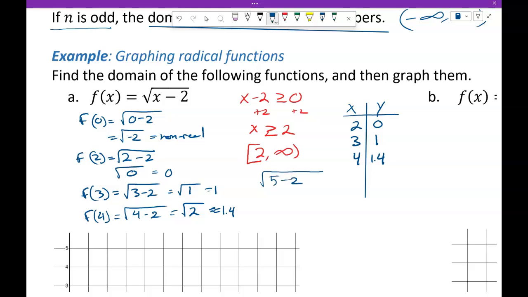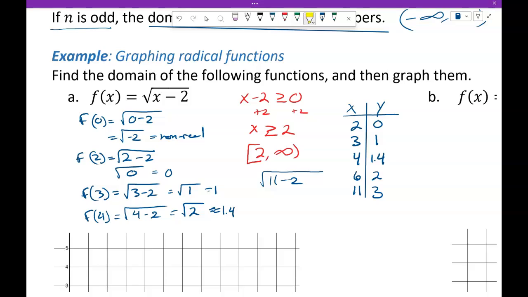If we do 5 minus 2, that gives me 3. 3 is not a perfect square. If I do 6 minus 2, that gives me 4. 4 is a perfect square. So if x is 6, the square root of 4 is 2. If we do 7, 5 is not a perfect square, 6 isn't a perfect square, 7 is not a perfect square, 8 is not a perfect square, but 9 is. So if we use x as 11, then the square root of 9 is 3.